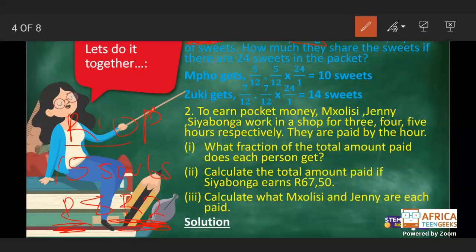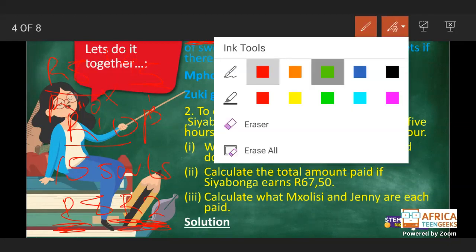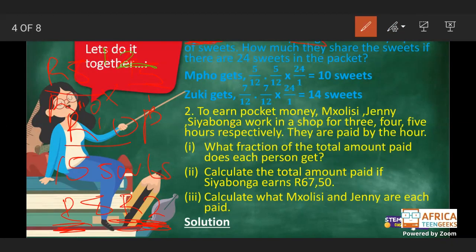So here you have your money, which is 8 rand. You contributed 8 rand, over how much? How much is the original packet of sweets? Over 10 rand, multiplied by 15, which is the number of sweets. So how many sweets will you get? You will receive 12 sweets. Let's change the ink to green. You will get 12 sweets because you contributed 8 rand.